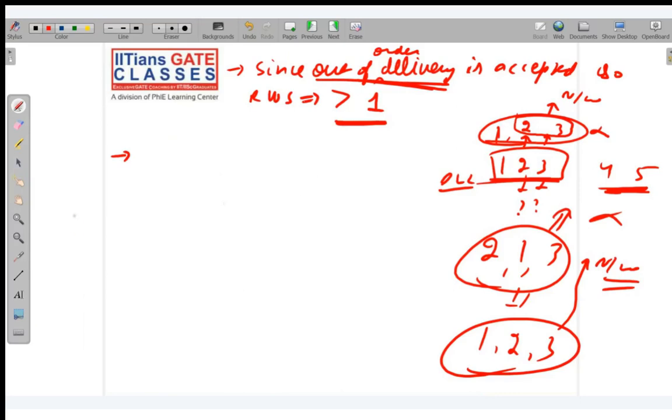For example, see this: 1 2 3 4 5 and so on. Like this 1 2 3, this is your sender side and this is your receiver side.